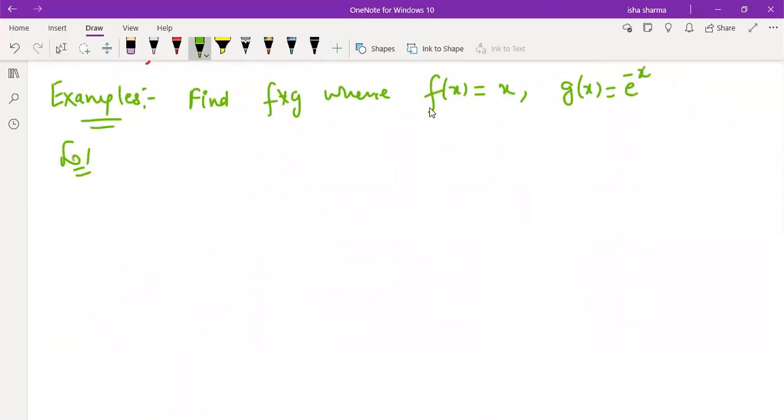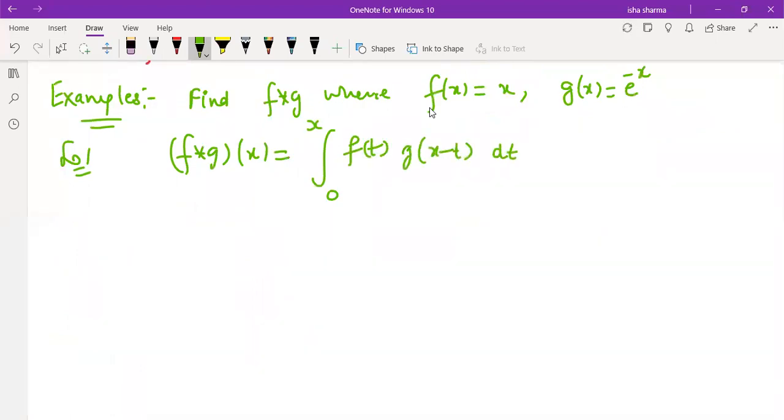Okay, so we're just going to use the formula. f star g of x is going to be the integral from 0 to x of f(t) g(x minus t) dt. Let me now put the values of f and g here. What will be f(t)? It will be t, because it's a function of x, but here we are treating it as a function of t. So whatever is f(x), you just replace x with t. So this is t. Now what is g(x minus t)?